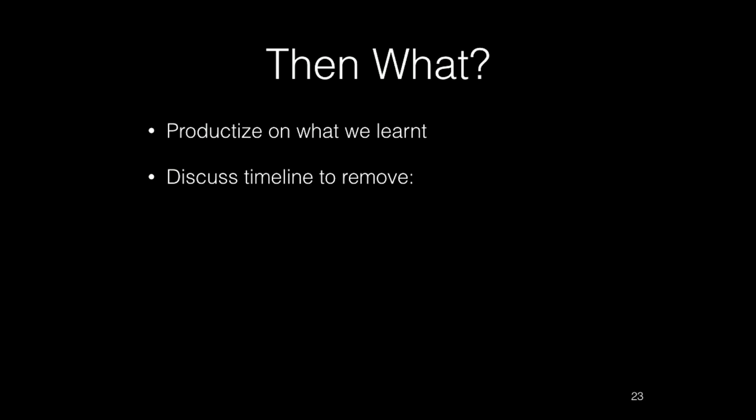All right, then what? We will productize on what we learned. So remember that the goal is to make this prototype in open source. So everybody would see this prototype going on and can test it for their own target. And we would have data to back up what we need to do to productize this framework. And at this point, we can discuss a timeline to remove the existing SelectionDAG and the FastISel scheme.